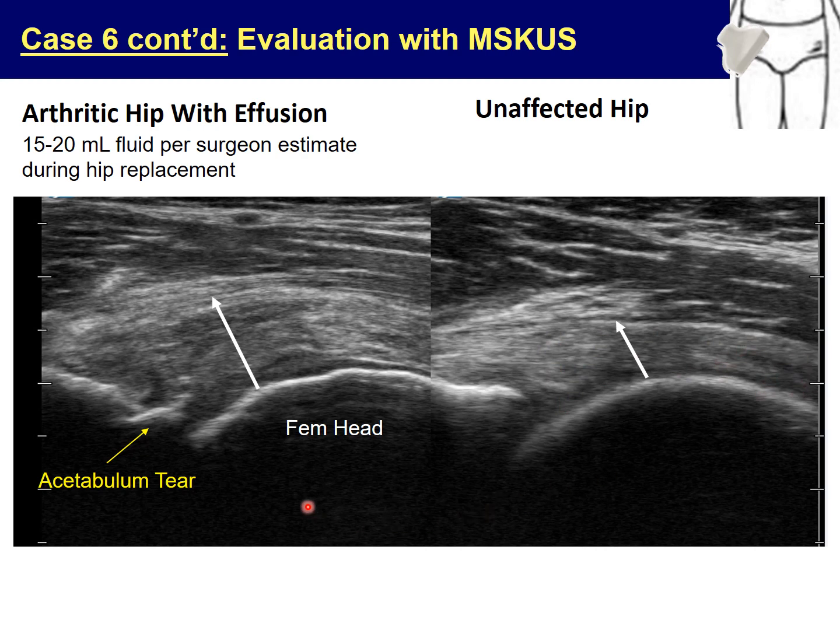In the arthritic hip, you can also see the femoral head, an acetabulum tear, and a much wider capsule here containing not only fibrous intra-articular ligaments but also fluid. During surgery, the fluid was estimated to be 15 to 20 milliliters.